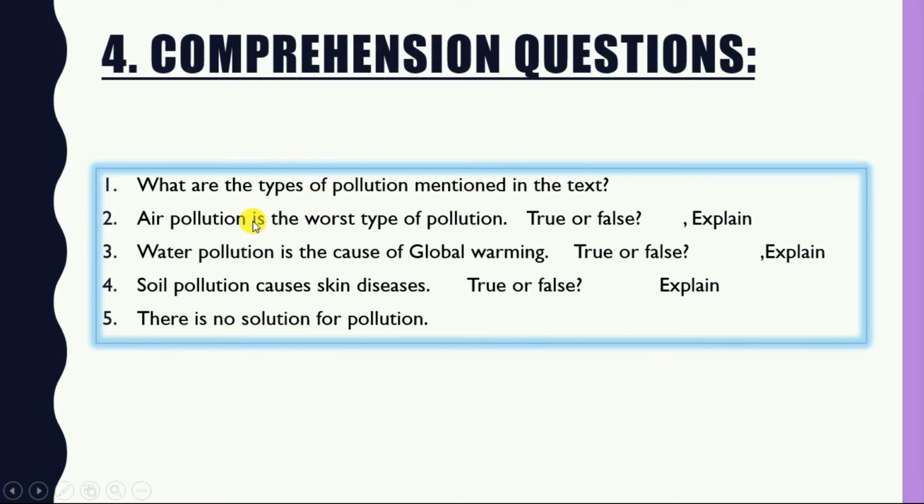Air pollution is the worst type of pollution. The worst. It means the most dangerous. Is it true or false? Explain. Water pollution is the cause of global warming. True or false? Explain. Soil pollution can cause skin diseases. True or false? Explain. There is no solution for pollution.